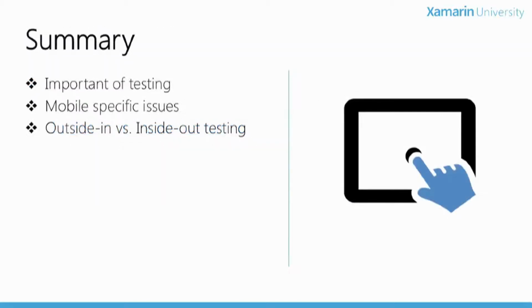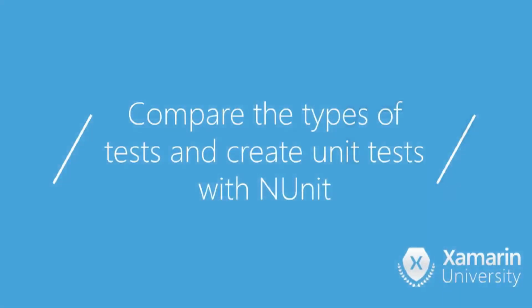So that's the end of the first objective. We've had a look at the importance of testing, some issues specific to mobile, and also introduced the concepts of outside in and inside out. So let's move on to the next objective, comparing the types of tests, and also creating unit tests with NUnit.